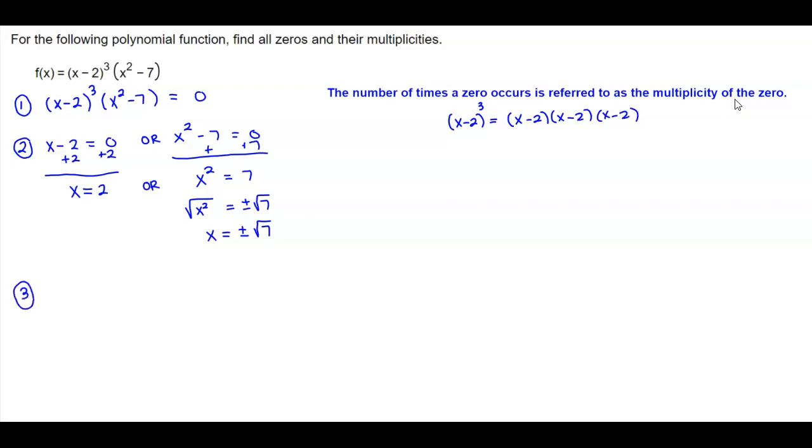So we're going to say the following. We know that 2 with a multiplicity of 3, negative square root of 7, and positive square root of 7 are zeros of the function.